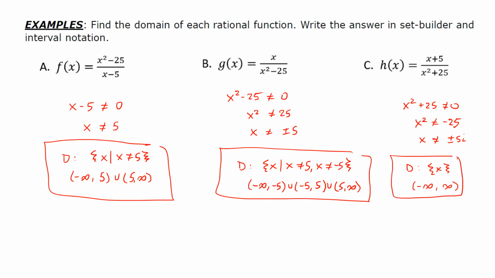Okay, so for c specifically, no real numbers cause the denominator of h of x to equal 0. Therefore, h of x's domain is going to consist of all real numbers.